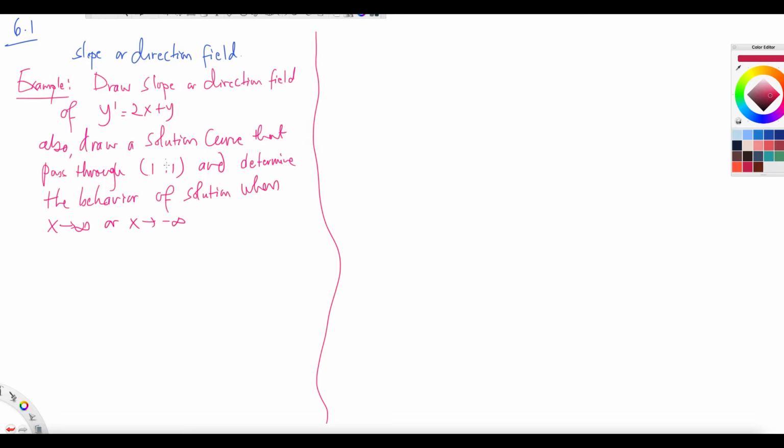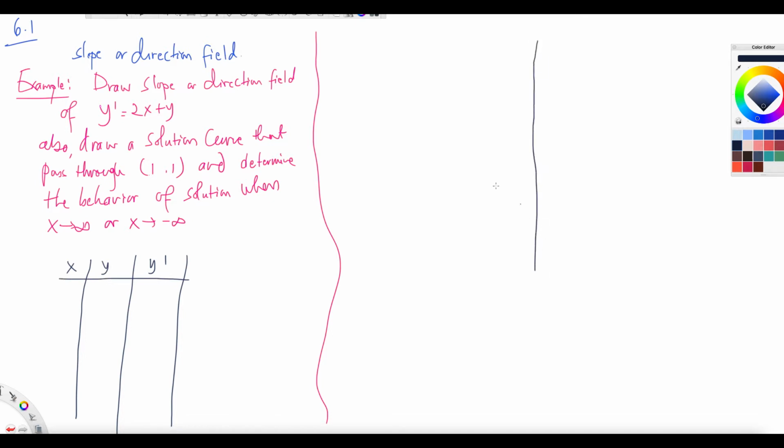So let us do an example right away. I want to make a table and pick different points for x and y, and then x, y, and y prime. And let me make a big graph right here. On the graph, just mark 1, 2, 3, 4, 5 like that, and on the negative side, -1, -2, -3, -4, -5, and so on. So this is the x-axis, this is the y-axis.